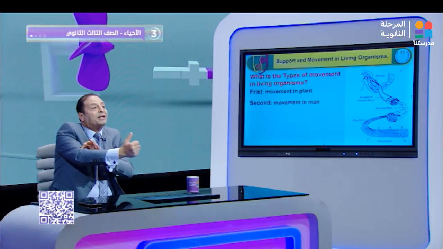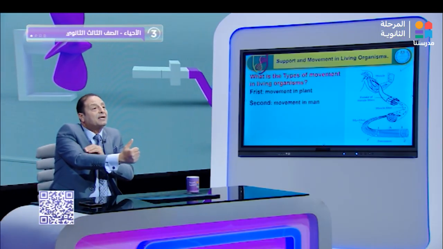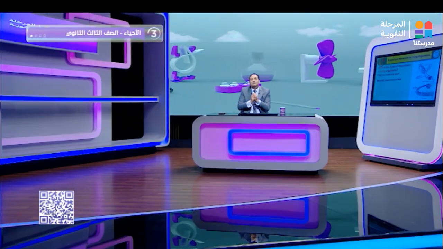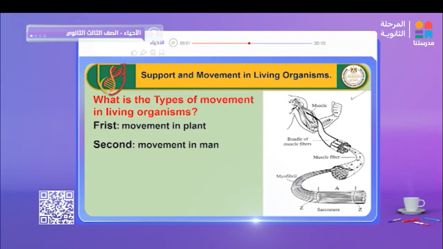Then we discuss the main component, or structural unit, of the skeletal muscles. The structural unit of the skeletal muscles is called muscle fibers. Muscle fibers are in front of you. A group of muscle fibers is surrounded by a bundle, called the bundle membrane.